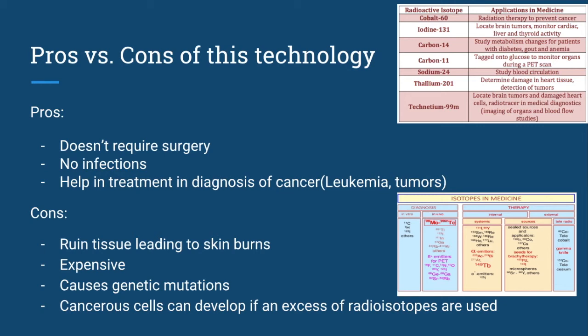But there are cons to it. It ruins tissue, leading to skin burns. It's also really expensive and it causes genetic mutations. Cancer cells can also develop if an excess of radioisotopes is used.